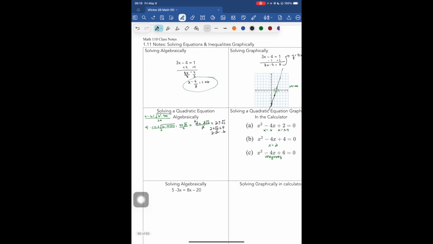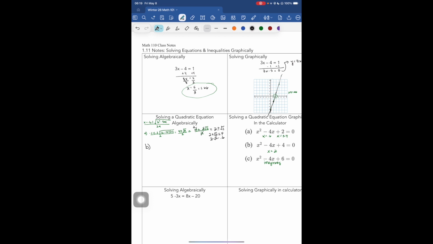Okay, our next one, B. B says x squared minus 4x plus 4. And I'm just going to solve this through factoring, because we know that what times what is positive 4, but when added together is negative 4. And that's going to be x minus 2 and x minus 2. And that's going to be the same thing as x equals positive 2 and x equals positive 2.